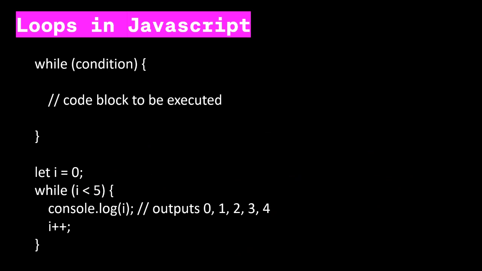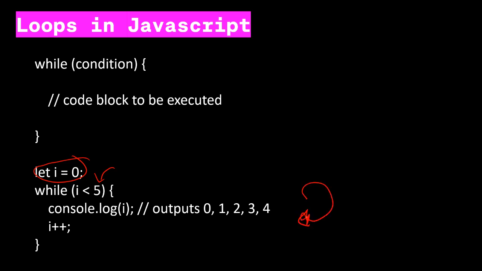So guys, while a condition is true, the loop should continue executing. While so and so condition is true, the loop will be executed. If you look at the very basic syntax over here, it initializes a variable i equal to 0, and as long as i is less than 5, this loop will be executed.